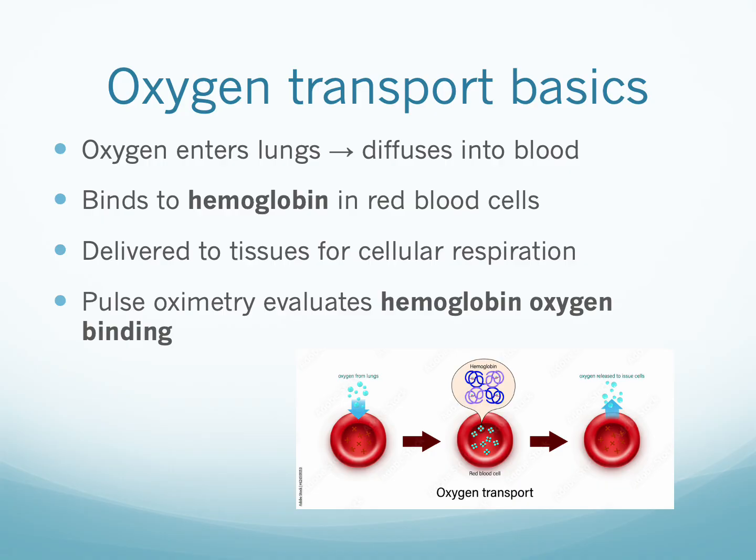It's important to remember some of the basics of oxygen transport. Oxygen first enters the lungs through respiration and then has to diffuse into the blood from the alveoli into the bloodstream. The oxygen then will bind to hemoglobin on the red blood cells, and these red blood cells will then carry the oxygen to the tissues for cellular respiration, so delivery of oxygen to the tissues. And the pulse oximeter evaluates hemoglobin oxygen binding. So how well is oxygen binding to the hemoglobin?